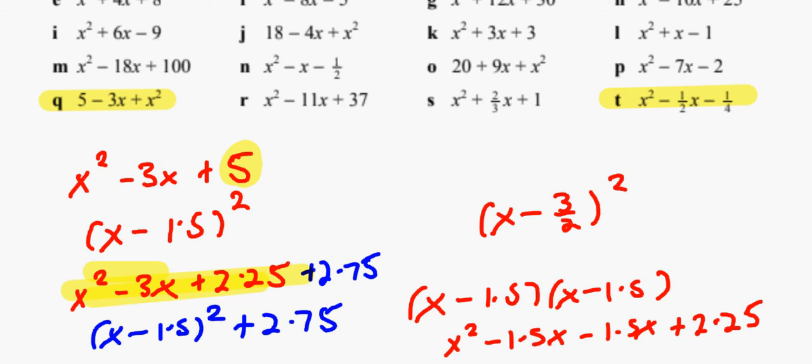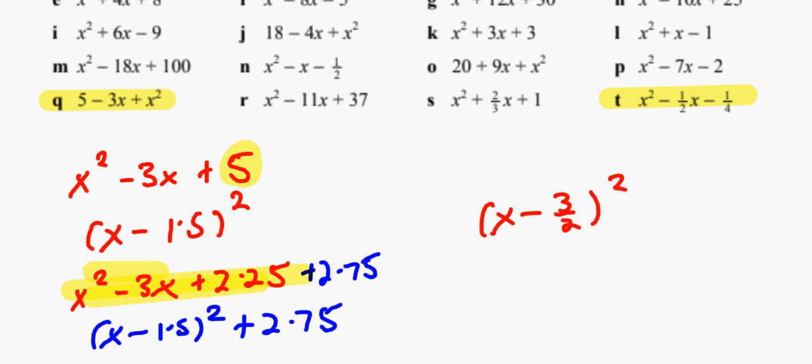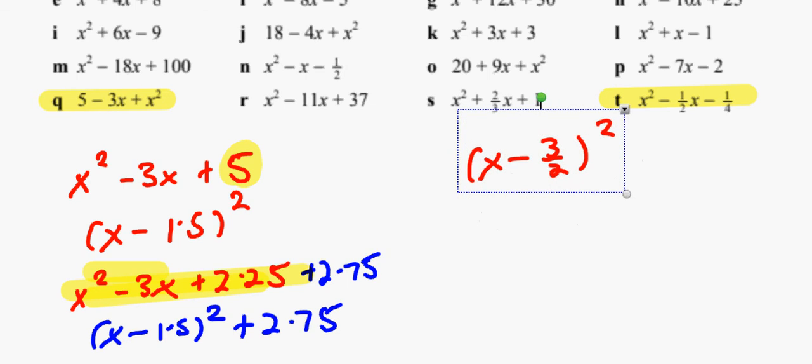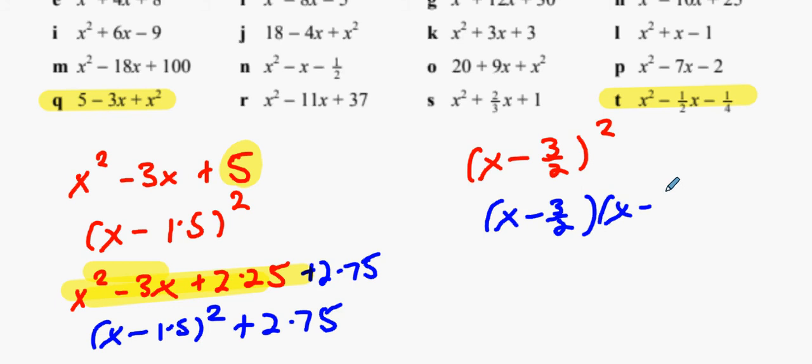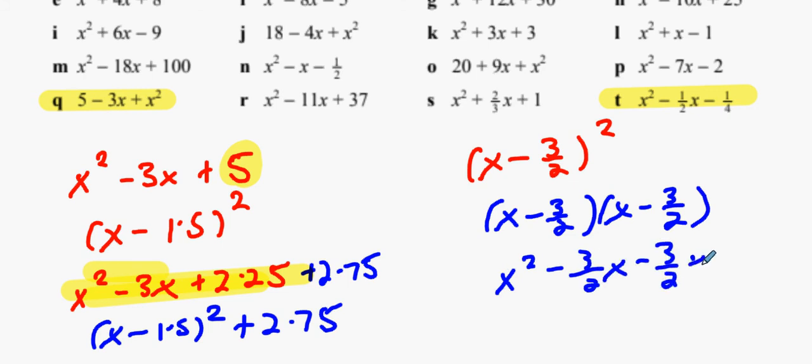If we were to do that using fractions, how would it differ? If I use fractions instead. Anything different? Up here. How would you multiply x minus 3 over 2 by x minus 3 over 2? What would you get? x squared minus 3 over 2 x minus 3 over 2 x. And what's 3 over 2 times 3 over 2? 9 over 4. Finally, what do we get here then? x squared minus 3x, when you add the two of them together, plus 9 over 4.